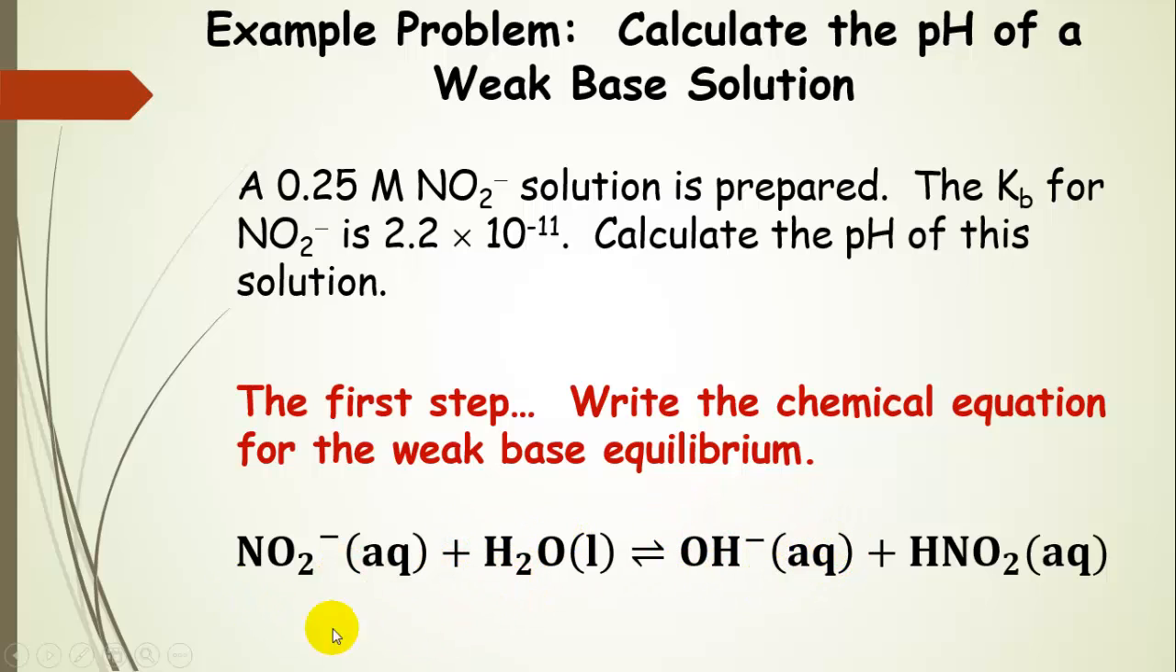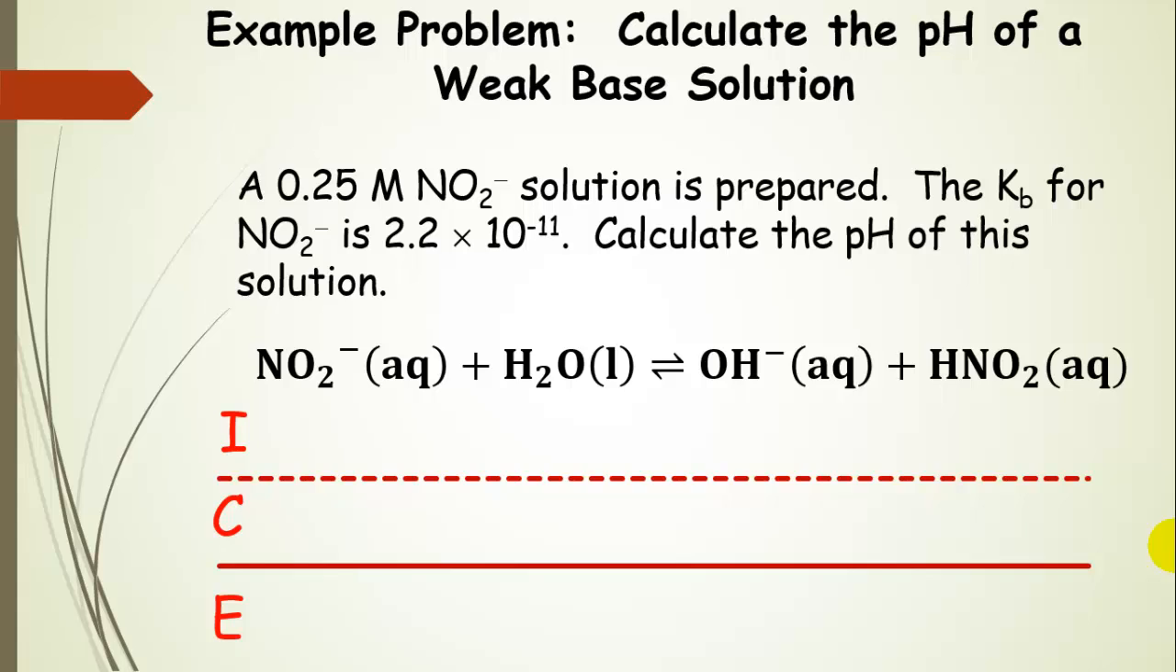So water is going to donate a proton. It's going to act as an acid to form nitrous acid, which is the conjugate acid, and hydroxide, which is the conjugate base of water acting as an acid. So again, put your weak base in water and generate the products. So you're going to have the conjugate acid and hydroxide. We are going to start an ice table. And so remember, initial, change, and equilibrium. Okay, so we set up our ice table.